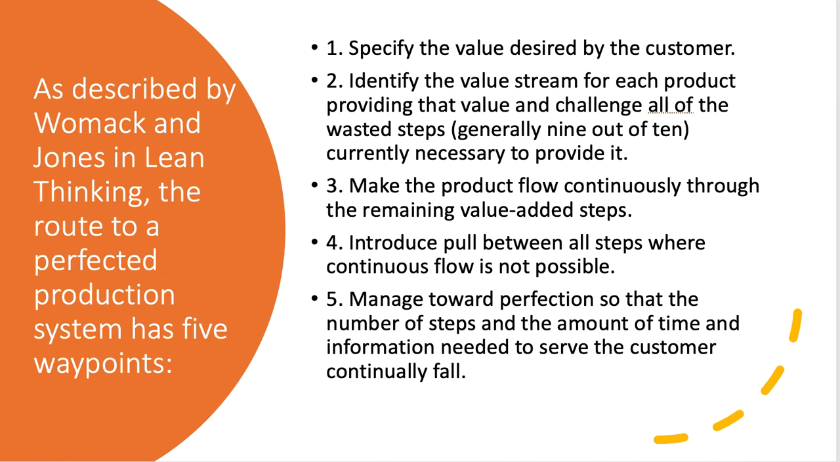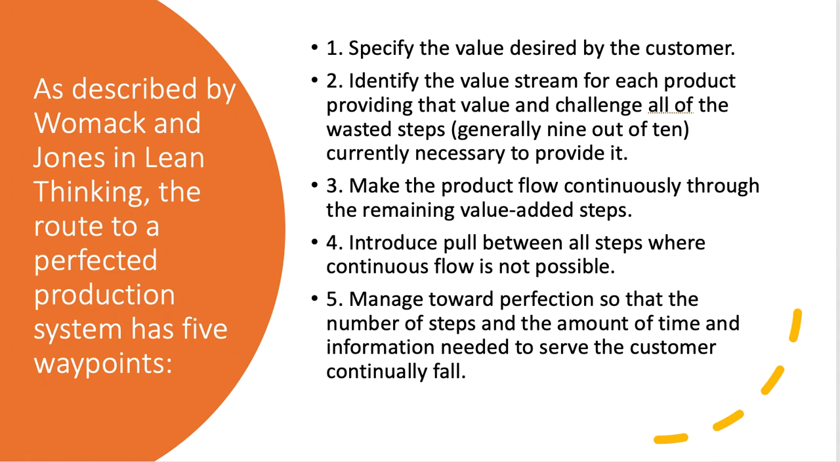As described by Womack and Jones in Lean Thinking, which you have not been assigned to read, but an important book, the route to a perfected production system has 5 waypoints. So when you see perfected production system, that's Lean. That is about Lean. Okay, 1, specify the value desired by the customer. You'll find that in Focus PDCA as well, in the MFI. 2, identify the value stream for each product providing that value and challenge all of the wasted steps.